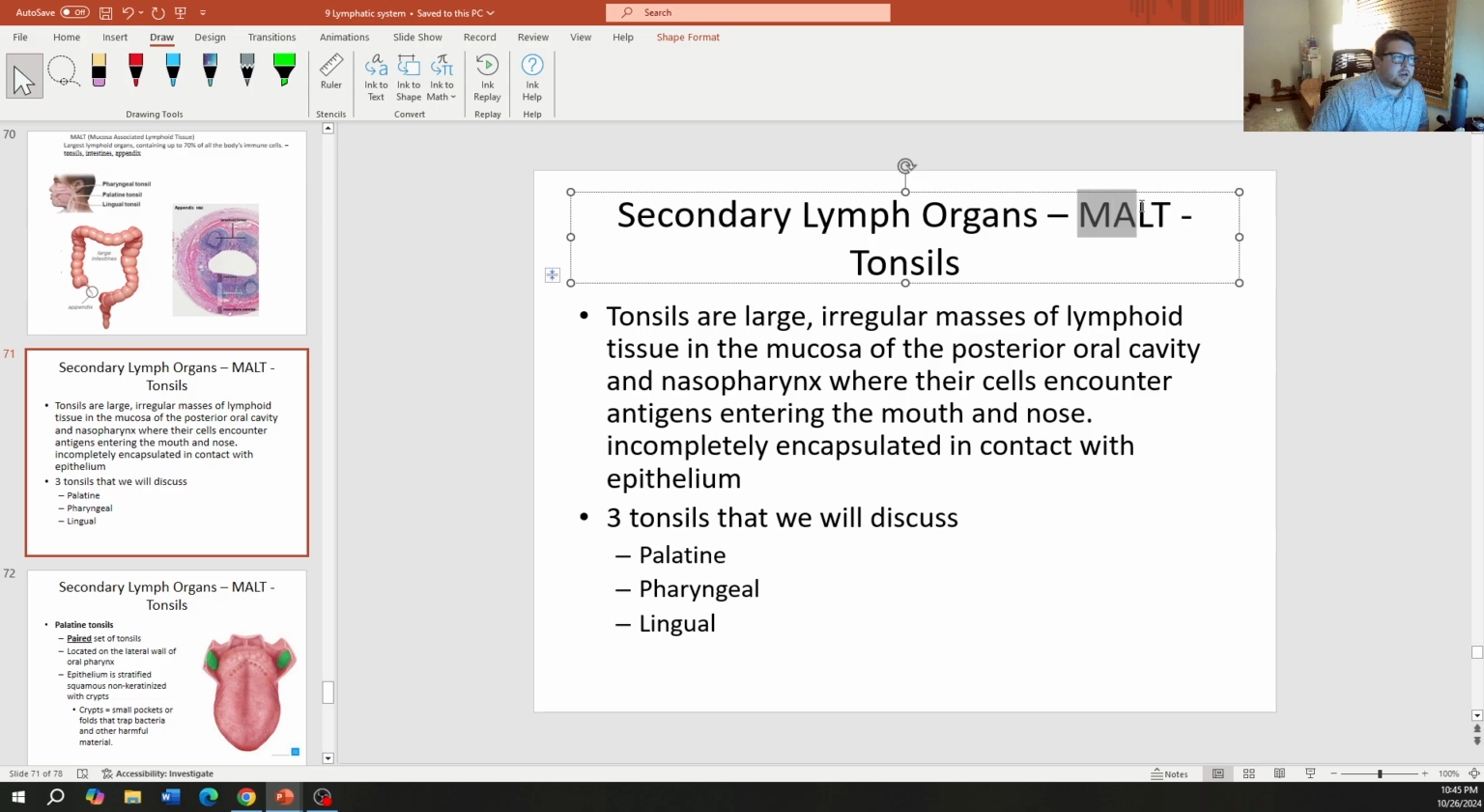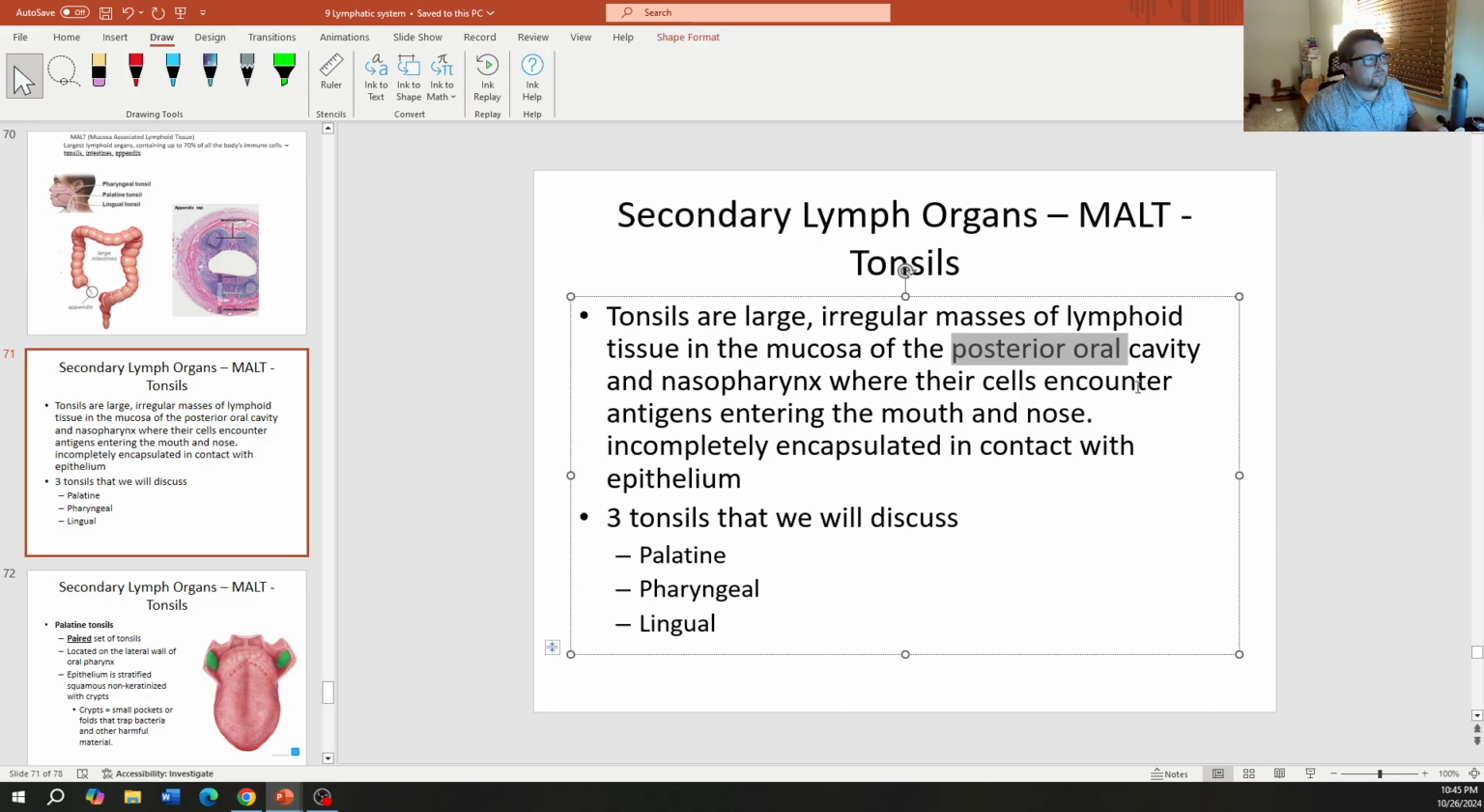So where we see MALT, one of the big places is in the tonsils. These are irregular masses of lymphoid tissue in the mucosa of the posterior oral cavity and nasopharynx, where their cells encounter antigens entering the mouth and the nose. There are 3 types of tonsils: palatine, pharyngeal, and lingual.